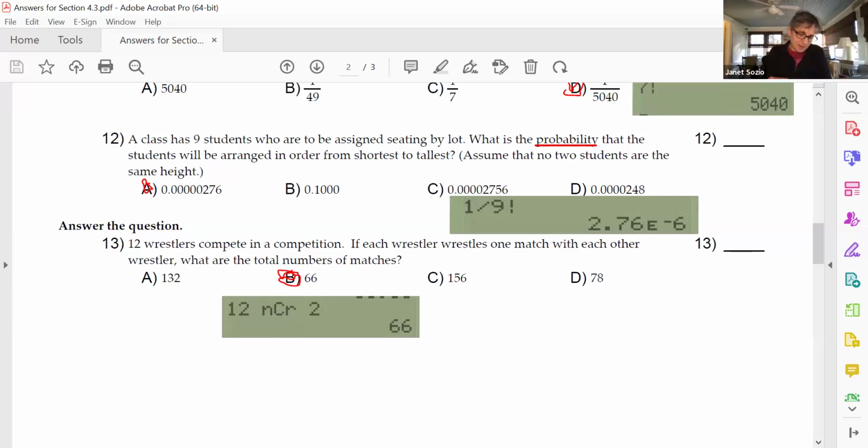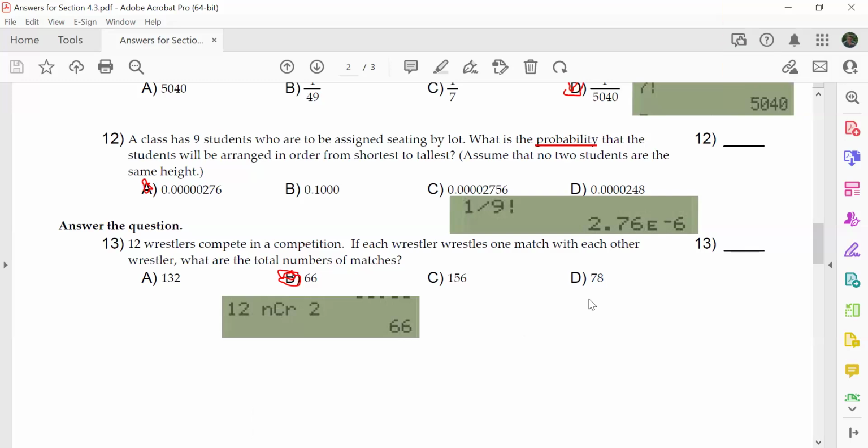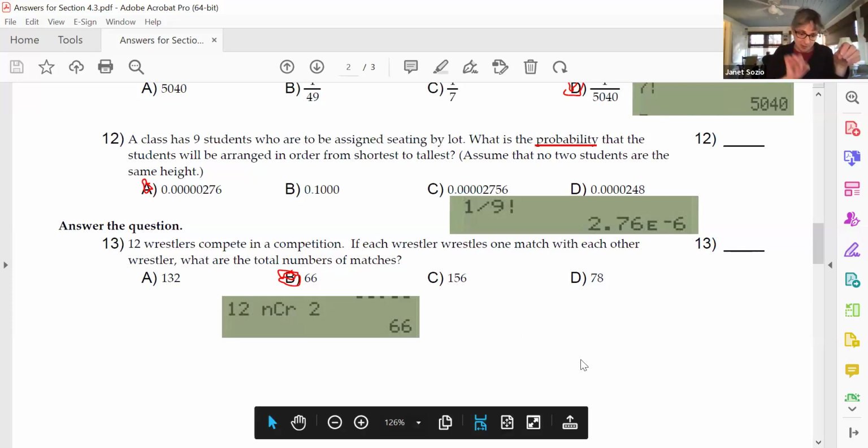Yeah, I think I got tripped up on the wording of the sentence. If the wrestler wrestles one match with each other wrestler, I think I just got too many wrestlers in the mix. But do you see that me wrestling Robin and Robin wrestling me is the same match? Yeah. So when I drew it out, I did get 66, but I literally had to draw it all out by hand.